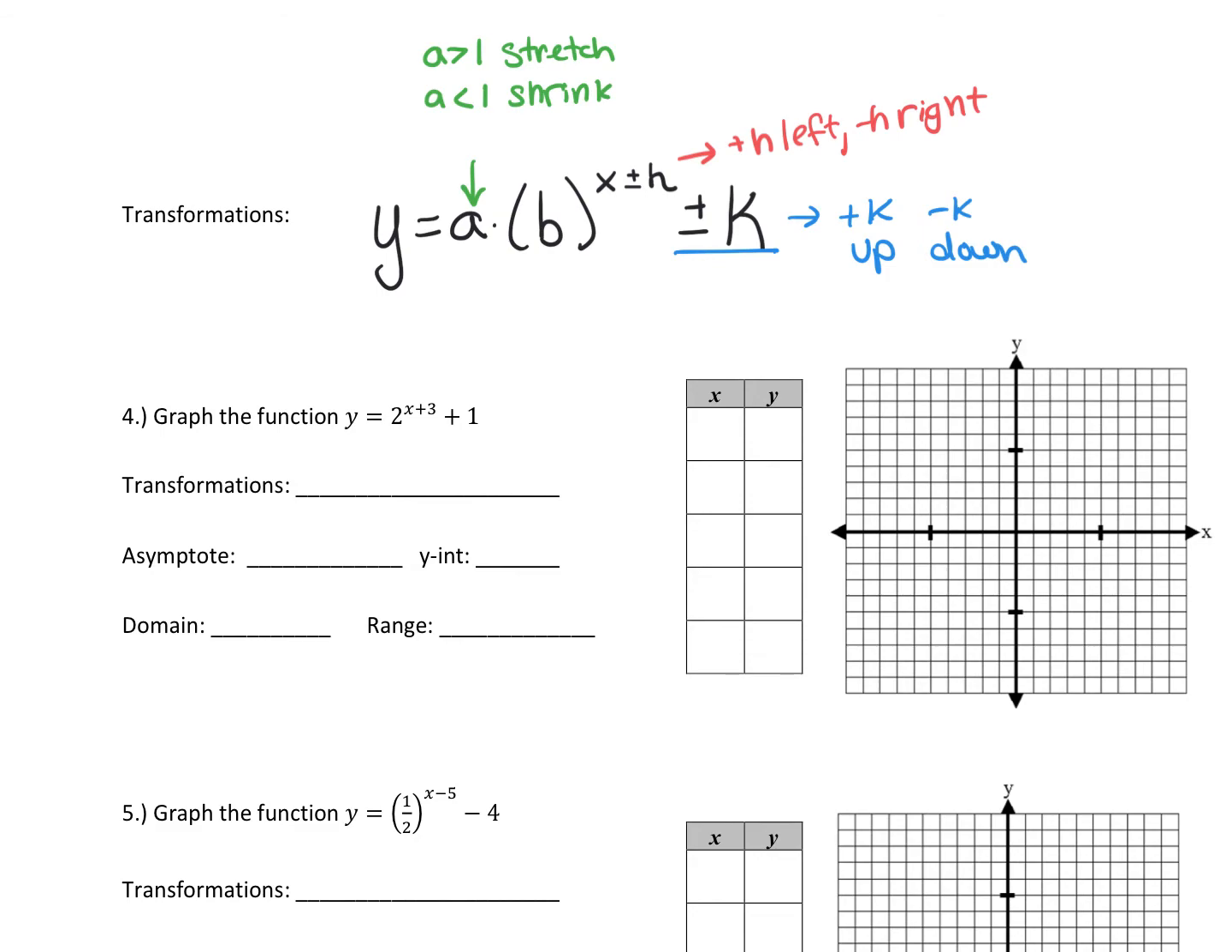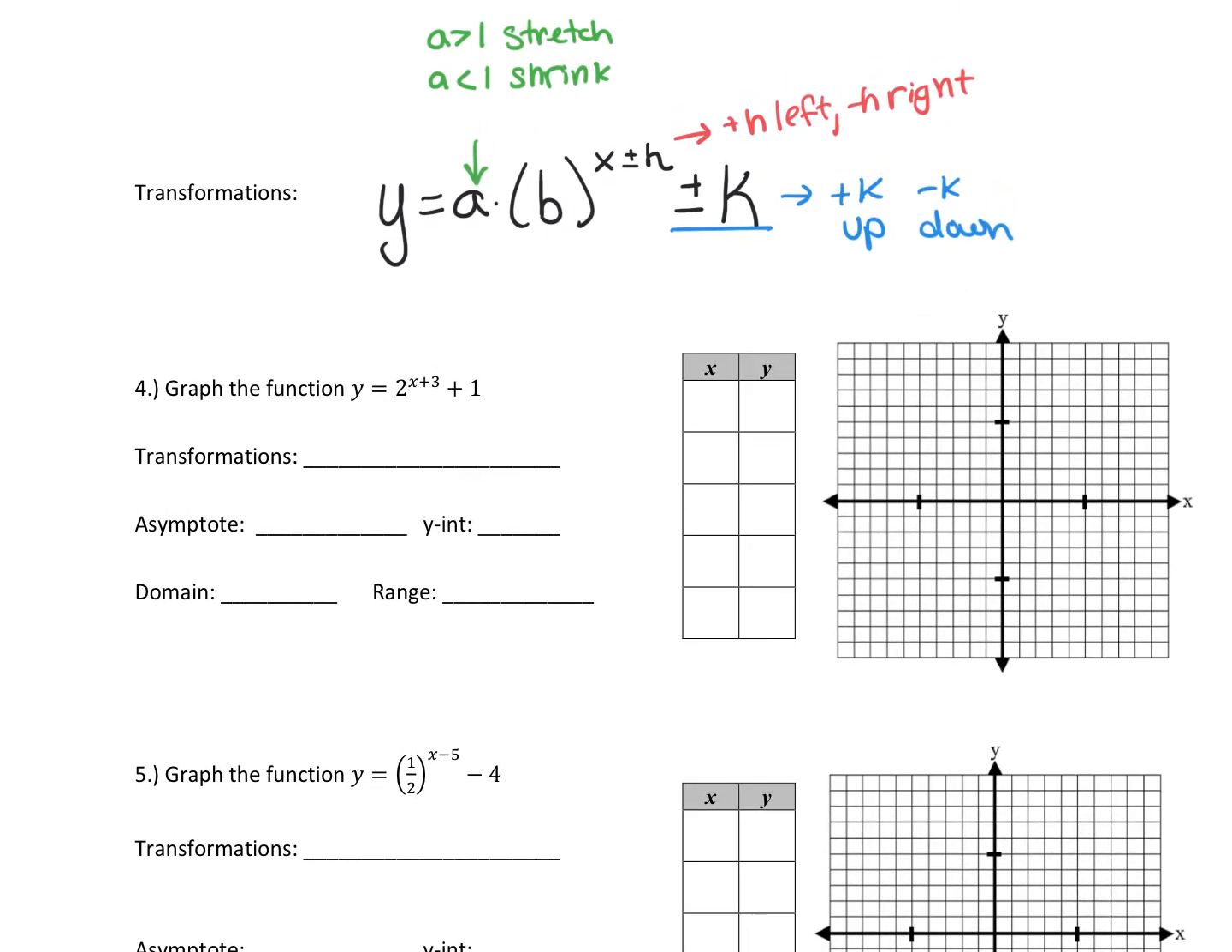All right, so let's look at this first graph. So now we have a graph with some transformations. So I see a +3 and a +1. So that +3 tells me that I'm going left 3, and that +1 tells me that I'm going up 1. Now my parent function is the 2 to the x power. So that's what I'm going to make my table for, and then I'm going to shift them left 3, up 1.